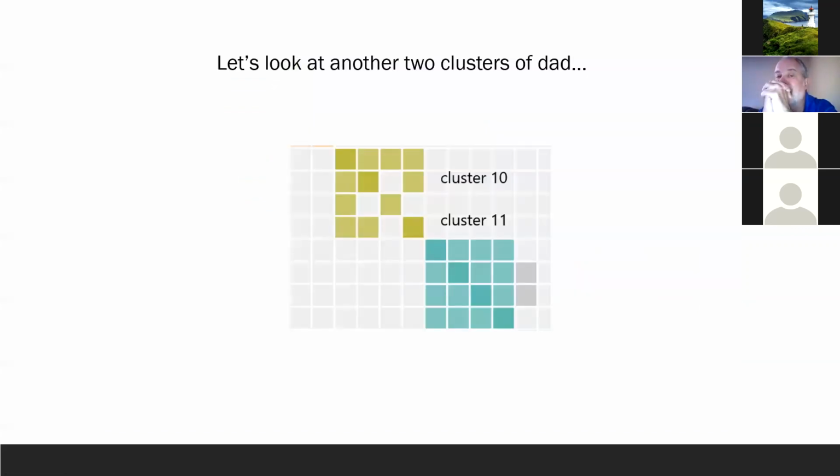So let's look at a couple other clusters. My dad has cluster number 10 and number 11. These are a little bit interesting. If you look at number 11, everybody here is related to each other. Can you see that? There's no white squares. The other thing of interest is there are these two light gray squares right here. They probably belong in this cluster, and so we should look at those as well. We're not going to have time to look at all of those, but I just want to show you some of the techniques you can use.